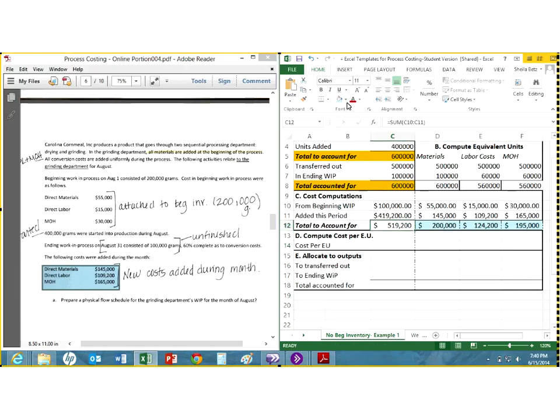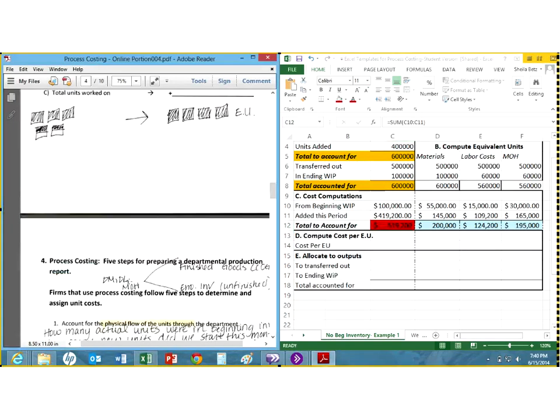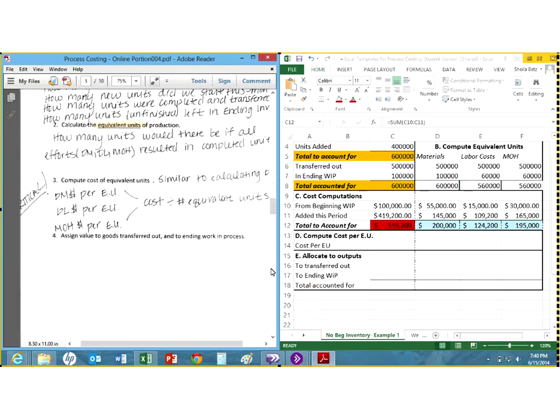So this $519,000, this is critical. This is the total dollar amount. Remember when we've been looking at this fun little triangle up here? This $519,000 is the total dollar amount we're trying to divide up to those 500,000 grams of cornmeal that we completed and they're ready for sale, and the 100,000 that's left in ending inventory. Because up until now, we don't know how much those 500,000 grams of cornmeal cost us.